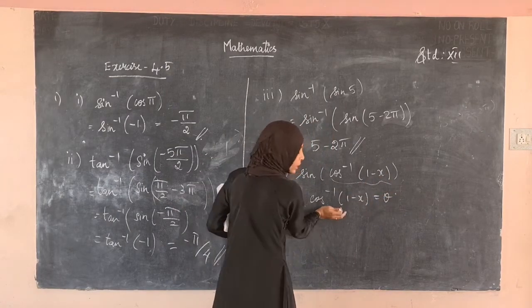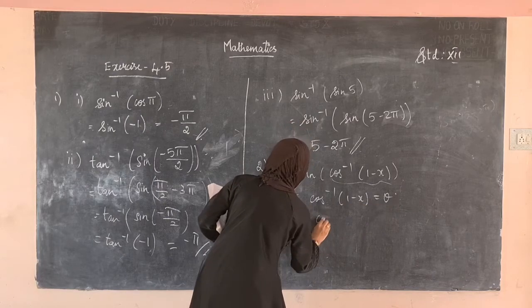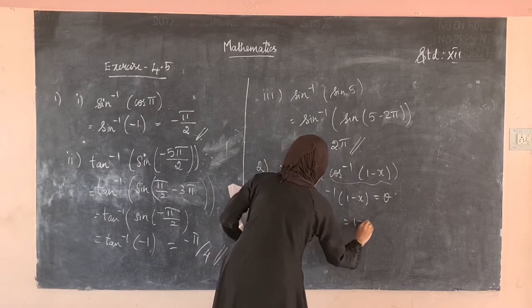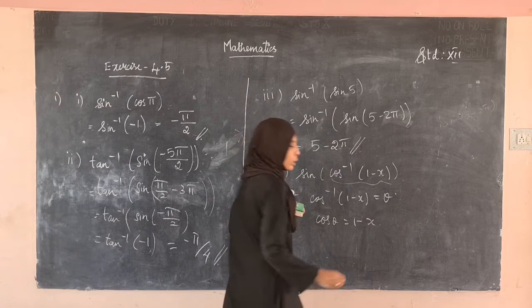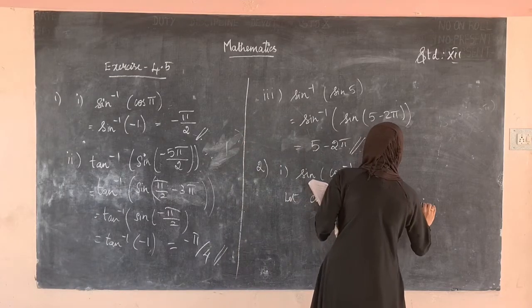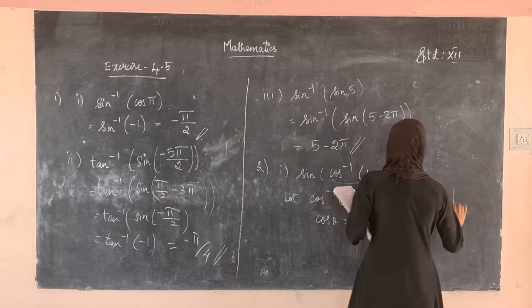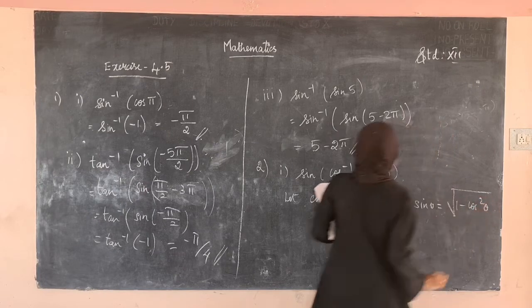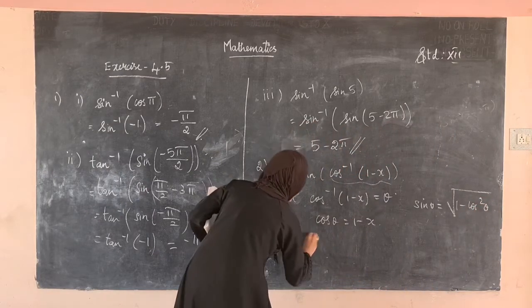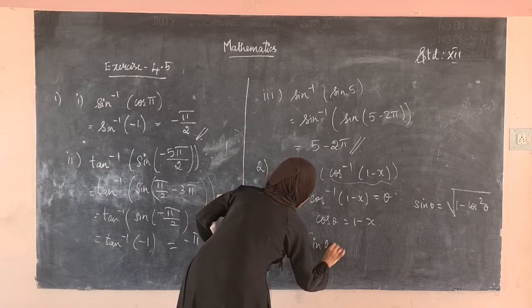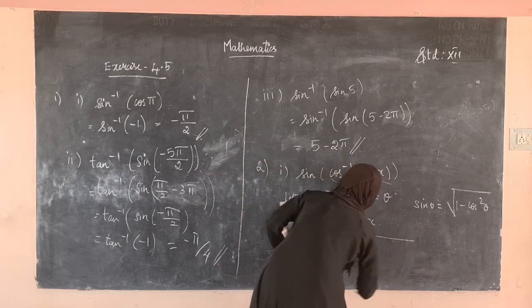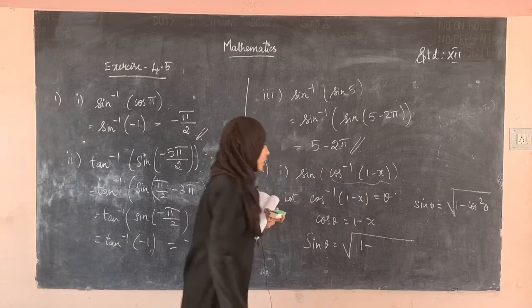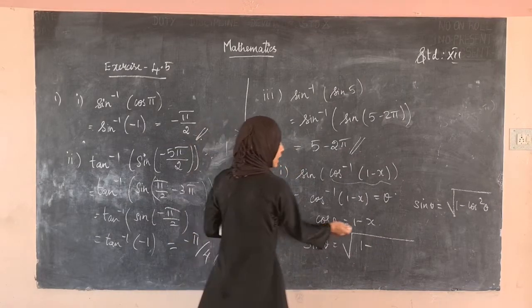If we take this cos inverse to this side, what does it become? Cos theta will be equal to 1 minus x. We know a formula: sin theta is equal to root of 1 minus cos square theta. Using this we can find sin theta. What is cos theta? Cos theta is 1 minus x.